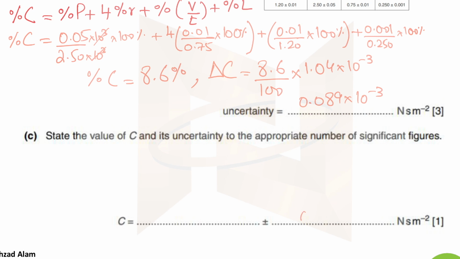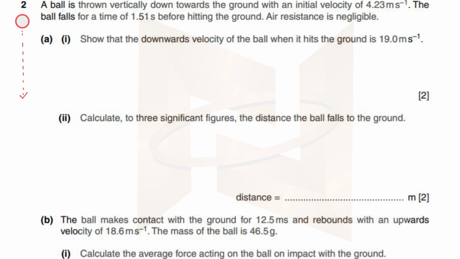Now finally, to state the value of C and its uncertainty, the uncertainty is 0.09 into 10 to the minus 3 and the value is 1.04. So you write them together, 1.04 plus minus 0.09 into 10 raised to the power minus 3. Now let's have a look at question number 2.